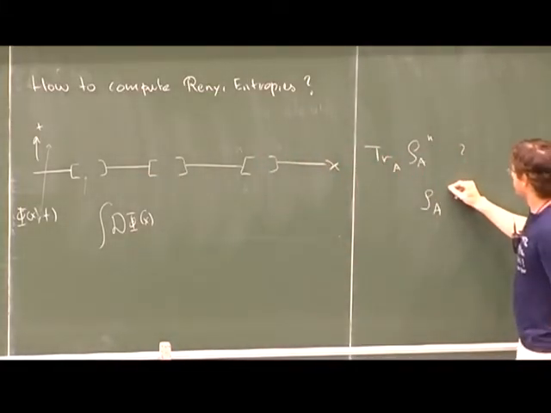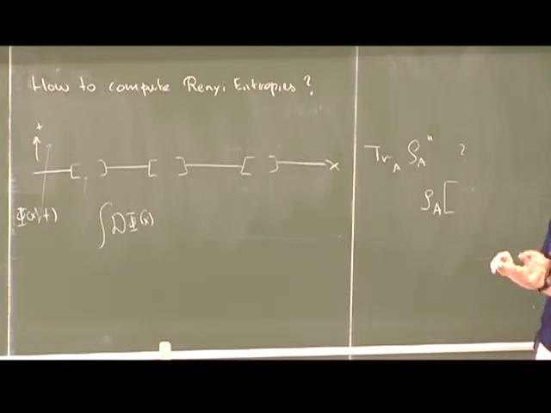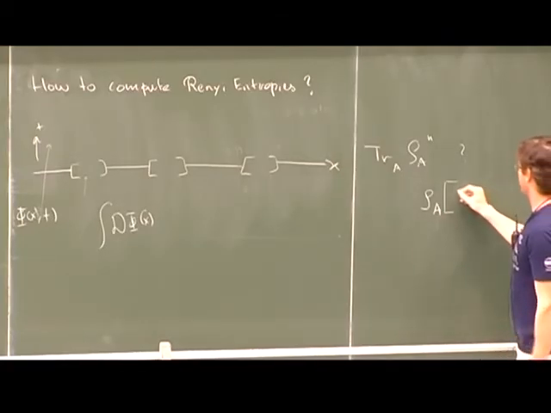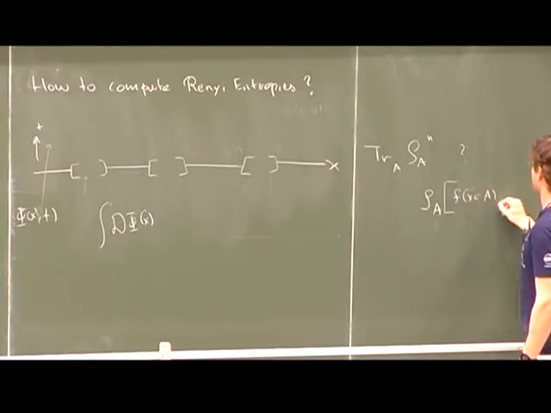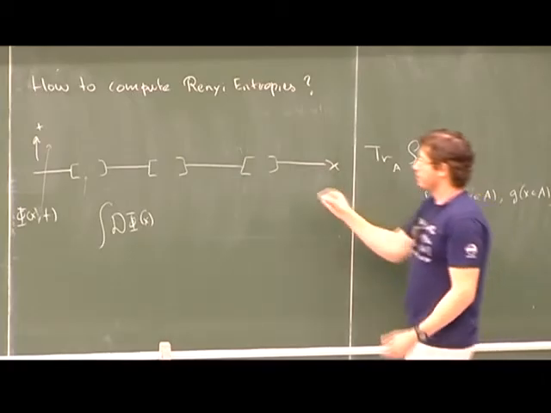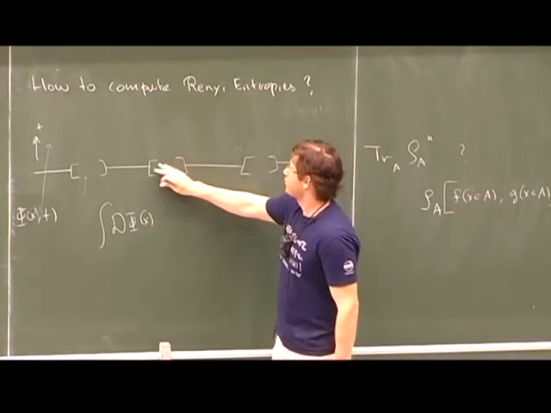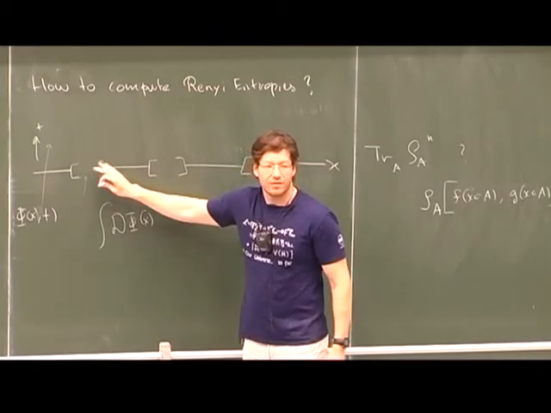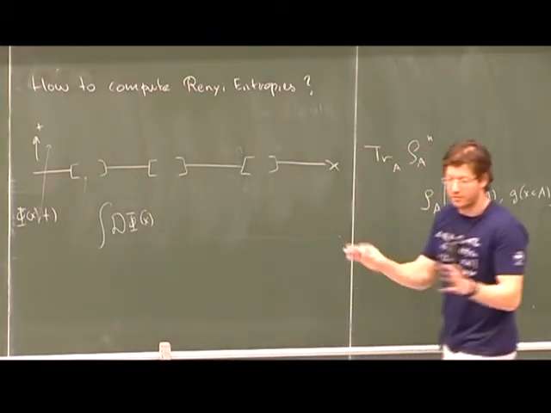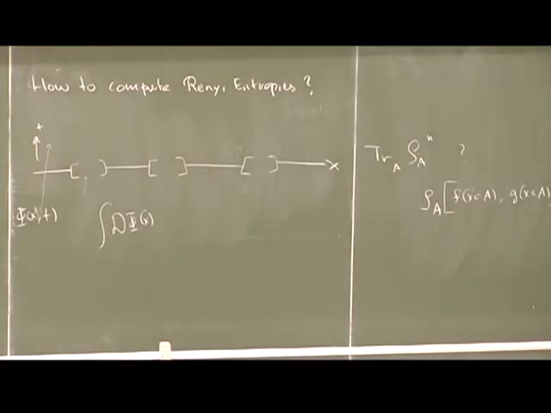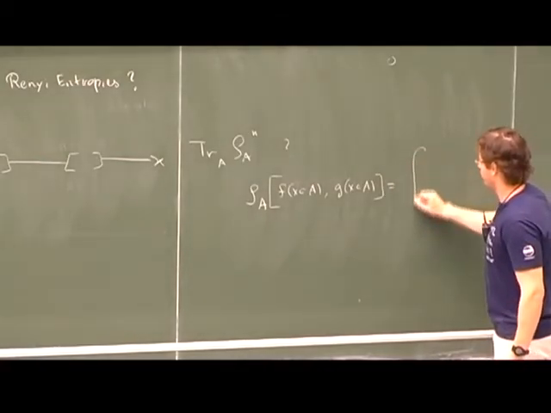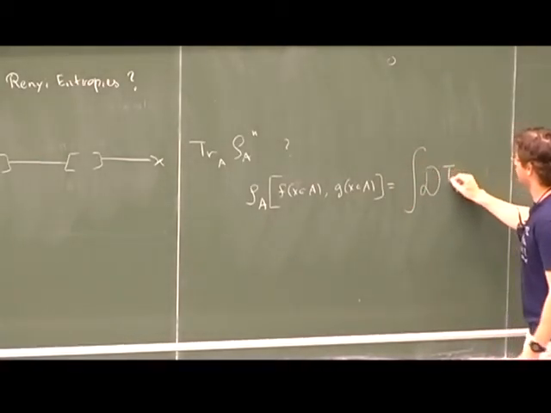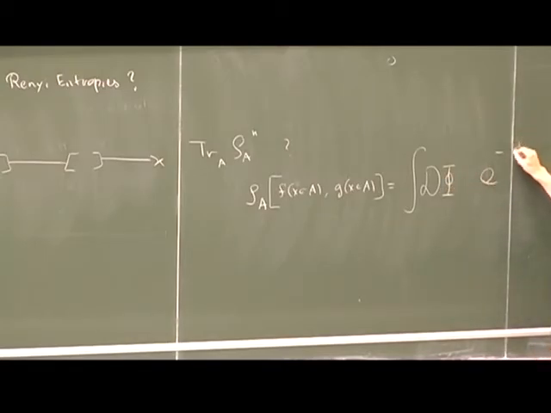So let's say that you want to compute some element of the density matrix, where you take one function f of x in A, and g of x in A. So the Hilbert space A consists of essentially all the possible functions on A. And the density matrix, for example, for f and g, has the following path integral representation. So we take a functional integral over all the quantum fields, e to the minus the action.